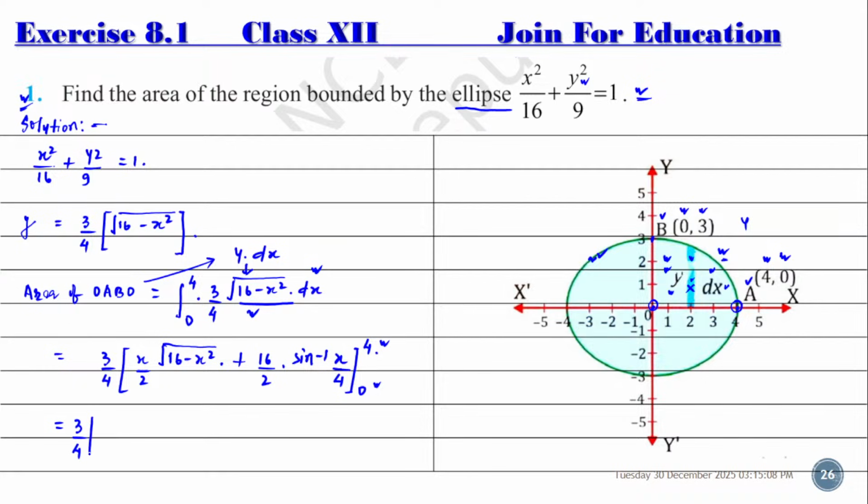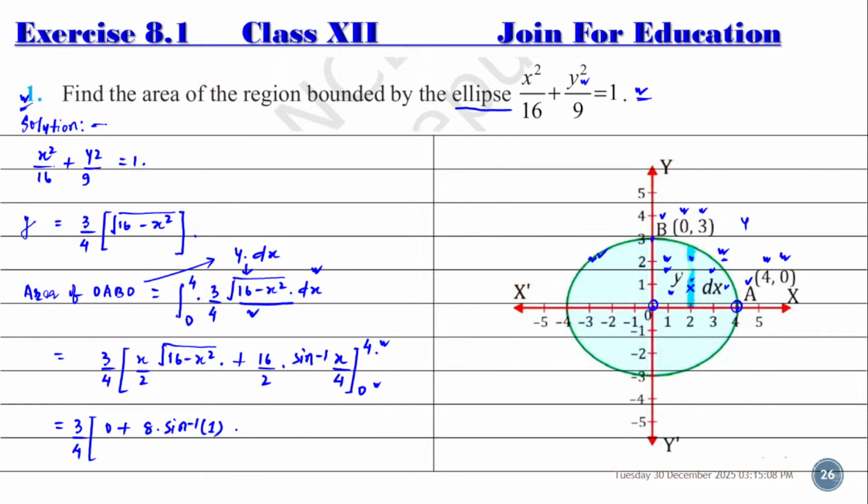3 by 4, and for the upper limit, when we put x equal to 4, here will be 4 by 2 equal to 2, but here will be 16 minus square of 4, which is 16. Therefore 16 minus 16 equal to 0. So total here will be 0, plus here will be 16 by 2, it means we write down here 8 into sine inverse 4 by 4 equal to sine inverse 1.